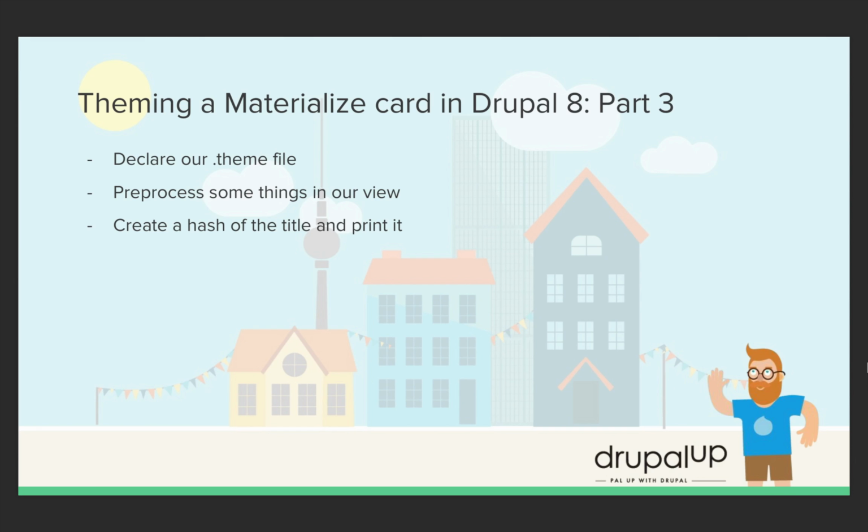This is the third video of the short series. In this video we're going to declare our .theme file. We're going to preprocess some things in our view, and we're going to create a hash of the title and print it a bit different, again as a card.